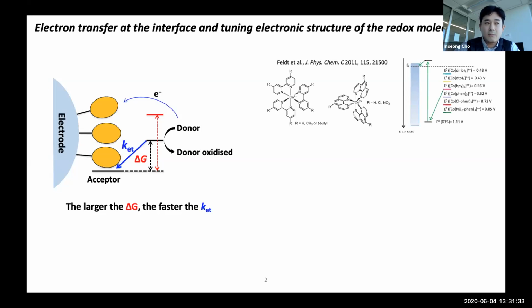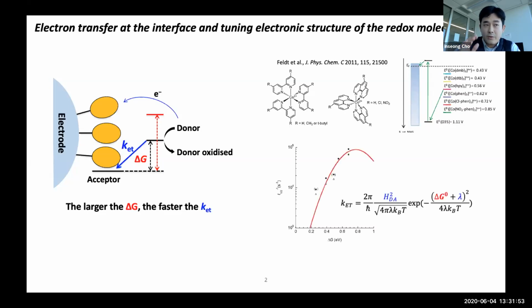By attaching some substituent, for example, methyl or alkyl groups or some halogen type of simple groups, we can change the electronic structure so that it affects the redox potential of this molecule and the driving force for the reaction. So the electron transfer rate between this donor and acceptor molecule can be plotted as a function of delta G and fitted to the Marcus theory of electron transfer. It shows a driving force dependent electron transfer rate.